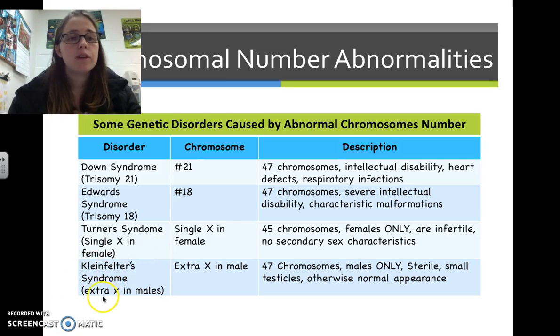Klinefelter syndrome is when there's an extra X in the male, that means they have 47 chromosomes. It happens in males only. They are infertile or sterile. They have small testicles and otherwise normal appearance. You'd never be able to tell, aside from the fact that they will never be able to have children.